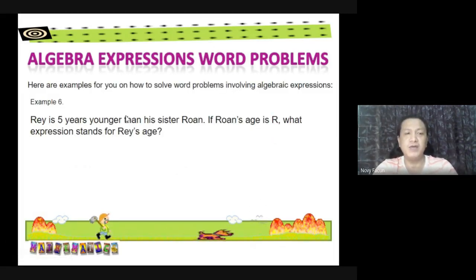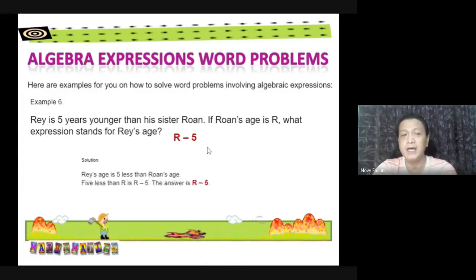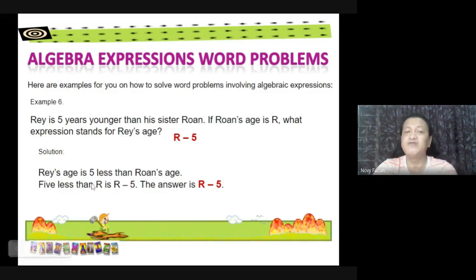Okay, so another, we have number 6. Ray is 5 years younger than his sister, Rowan. If Rowan's age is R, what expression stands for Ray's age? The word younger, that is subtraction. To represent that, we have R minus 5, because Ray's age is 5 less, binawas natin, than Rowan's age. So 5 less than R is R minus 5. That's why the answer is R minus 5.